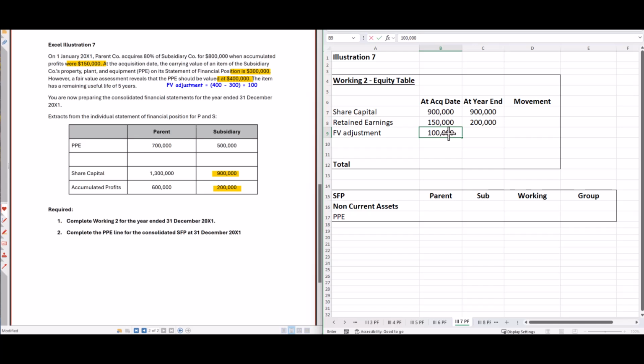100. It does not say it was sold by the year end, so we need it at the year end as well. And then we need to look for a useful life. So it says here the item had a remaining useful life of 5 years. We're preparing the financial statements for 31st of December X1, and it gives us an acquisition date of 1st of January X1. So that's 1 year.